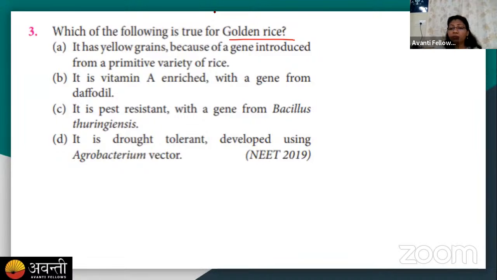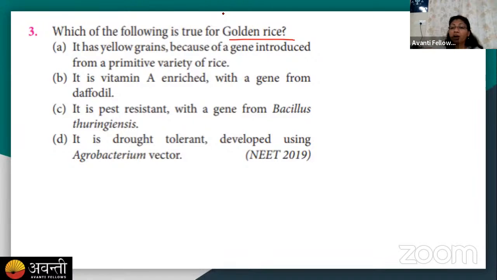Now I am launching the poll. Please give your answer in this poll. You have to find out why the color of the golden rice is yellow, or the correct statement regarding golden rice. Okay, 5 seconds more. After 5 seconds, I'll close the poll.